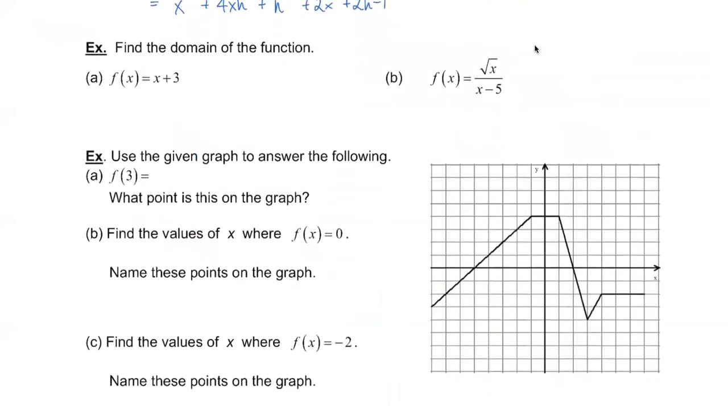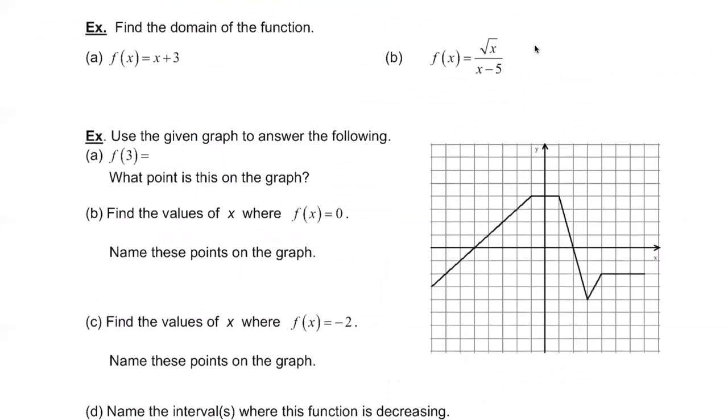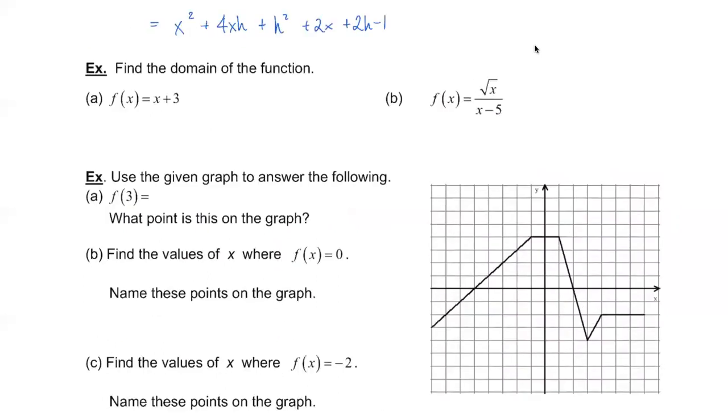All right, now let's move on to the next example. So we need to find a domain. Now, if you remember from Algebra 1 and Algebra 2, we talked about domain and range. So if you forgot what they are, let me just write it on the side. Domain would be the possible x values, and the range is the possible y values. Okay, so very easy.